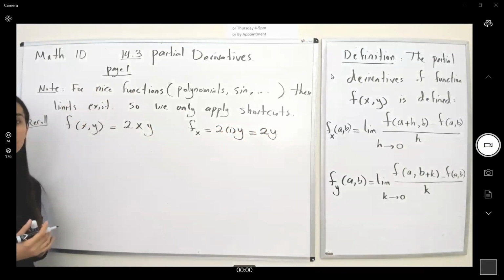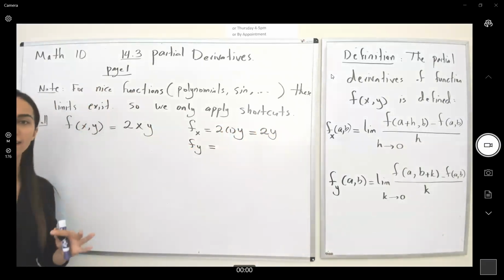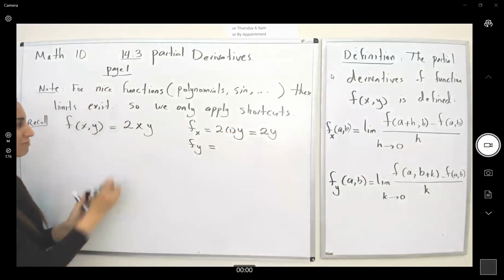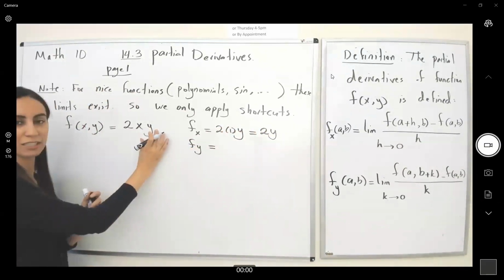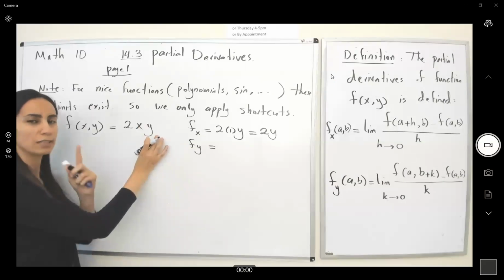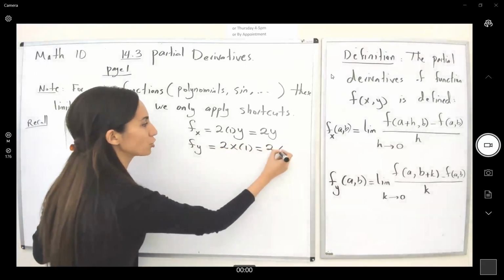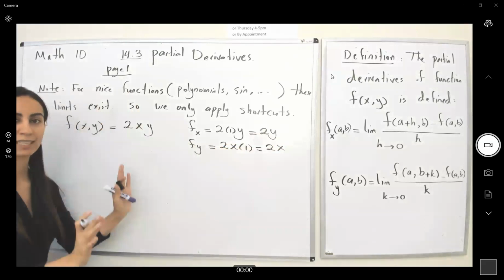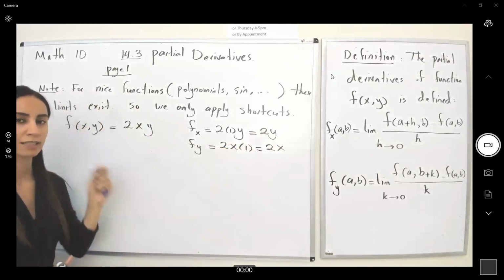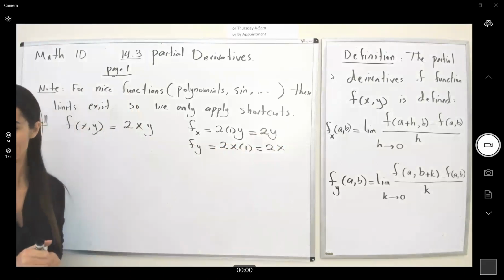The same with taking the partial derivative with respect to y. x is fixed. You're taking the derivative with respect to y. The derivative of y is 1. So you get 2x times 1, or 2x. The exact same shortcuts that you learned in Calc 1A or elementary calculus.